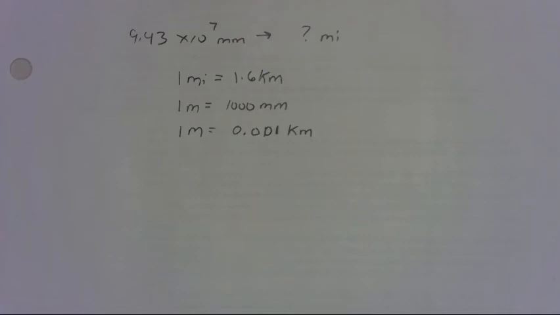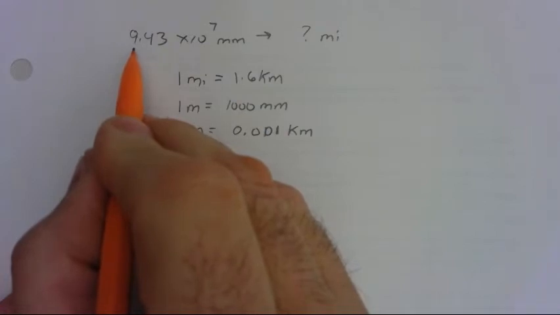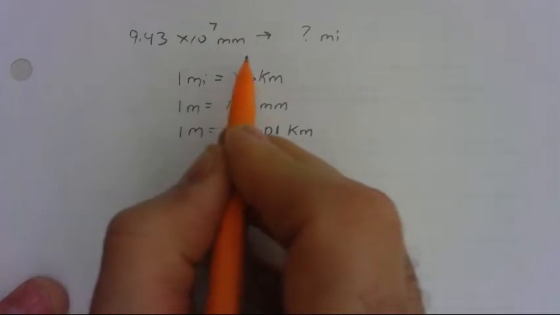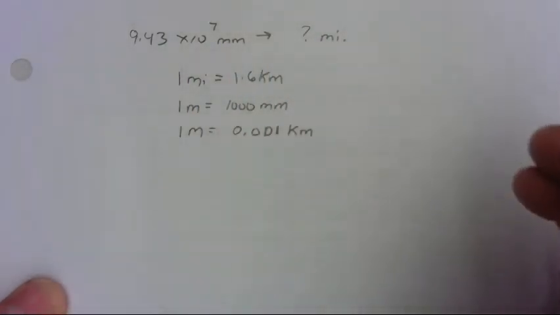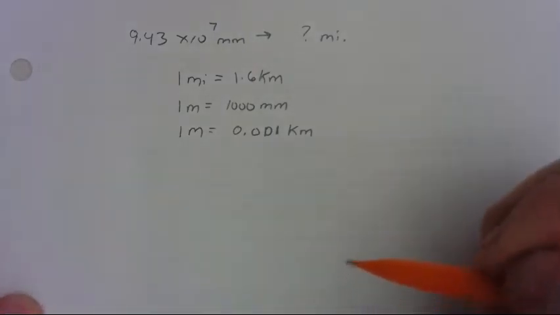Hi, this video is a sample problem video to help you understand how to do unit analysis conversions in a college prep chemistry class. So we have here a sample problem. This one is asking, if you start off with a measurement of 9.43 times 10 to the 7th millimeters, how many miles would that be? All right. And I have here already the equalities that will be necessary.